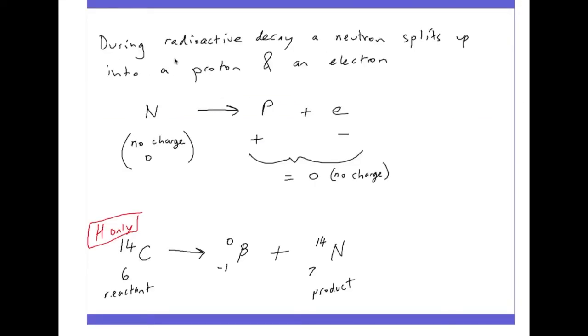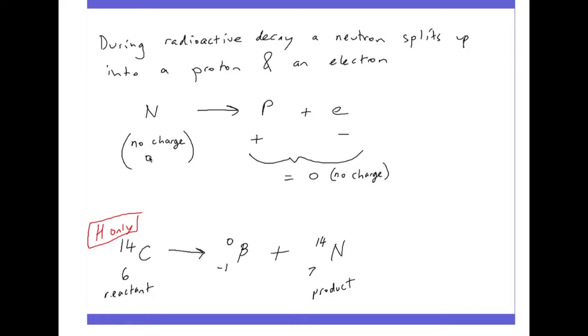Don't say splitting up the atoms. During radioactive decay, a neutron splits up into a proton and an electron. So a neutron, which has got no charge, but it does have a mass, is going to split up. Now remember, a proton has got a mass, so that's where the neutron's mass goes into the proton, but the neutron's neutral. So look at this. If you add a proton to an electron, that's a plus and a minus.